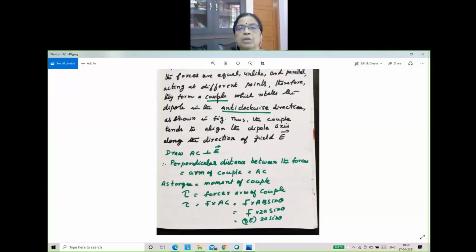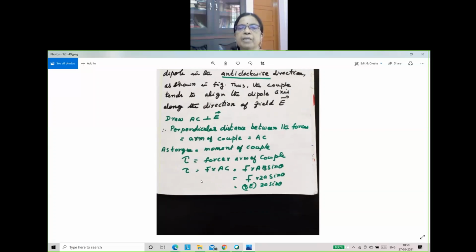Force into perpendicular distance AC. F into AB sin theta. F into 2a sin theta. F equals QE, so QE into 2a sin theta. What is Q into 2a, children? Q into 2a: either charge into distance is P. So we can write PE sin theta. Torque is equal to PE sin theta.